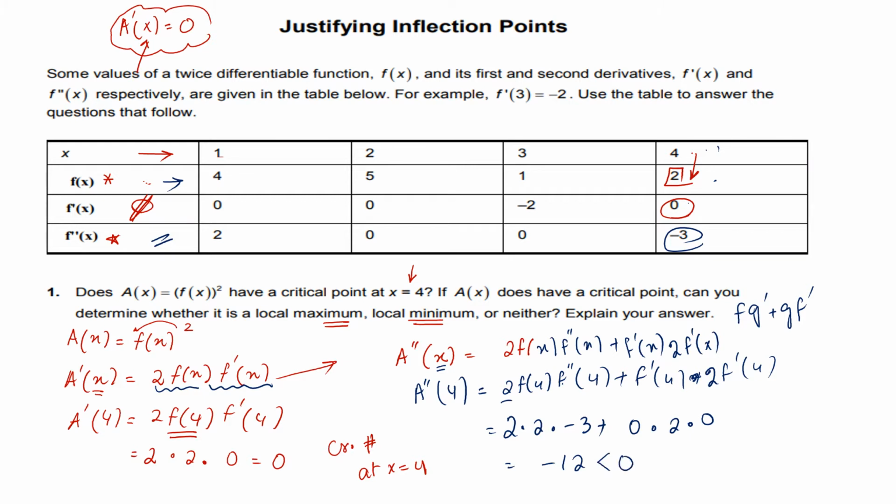So if the second derivative is less than 0, you know that it is concave down, and concave down represents the relative maximum. So it means according to the question, you have the relative maximum.